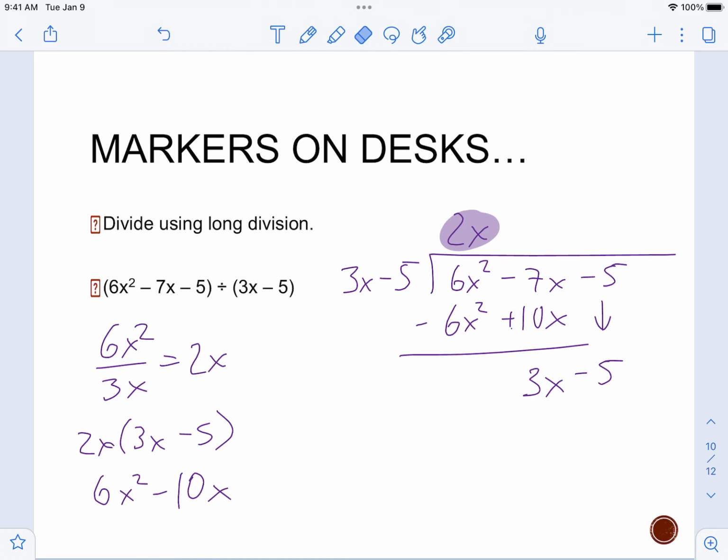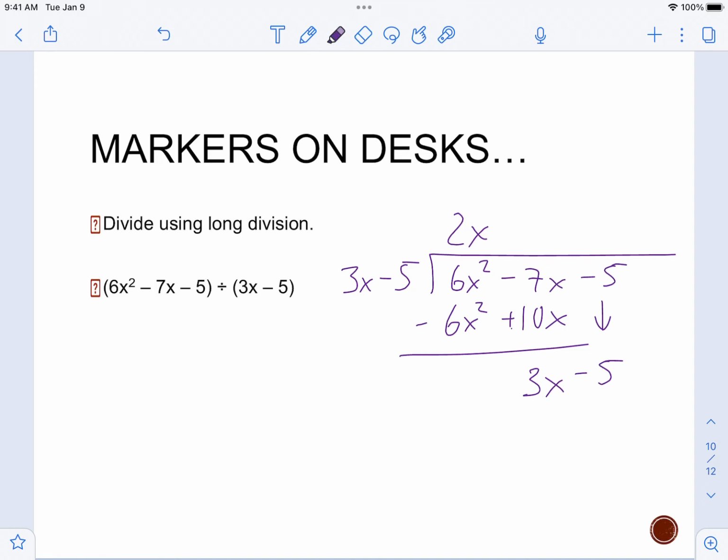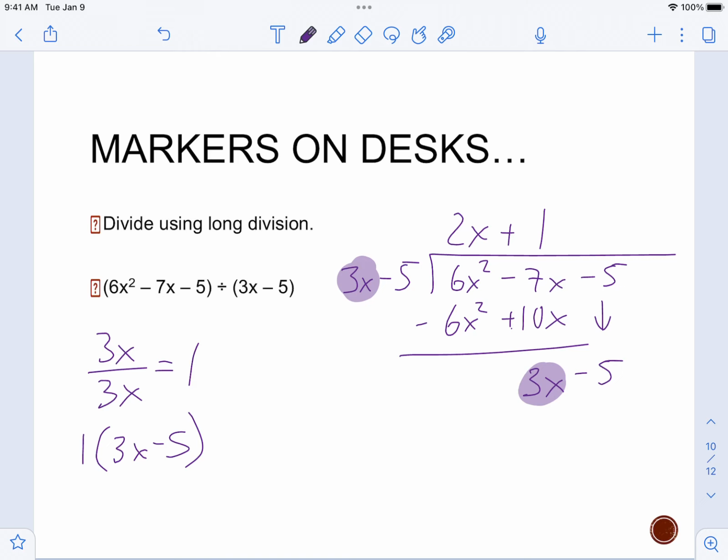And now we can repeat that process. So we'll take the 3x, our new first term, divided by 3x, which is equal to 1. And it's a positive 1, so that'll be a plus 1 in our answer. And then 1 times 3x minus 5 is just 3x minus 5. So that is what we will subtract. And when we do that, everything cancels out, so we have a remainder of 0. And that means that 2x plus 1 is our answer.